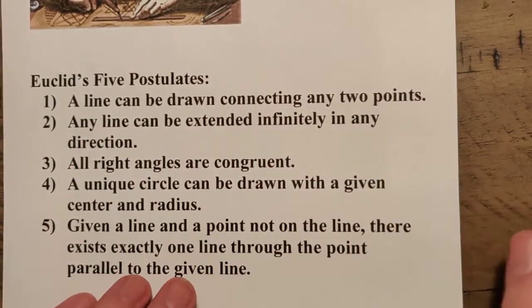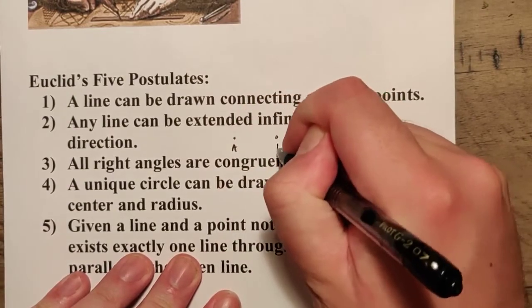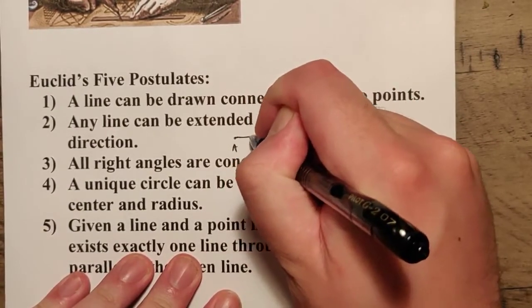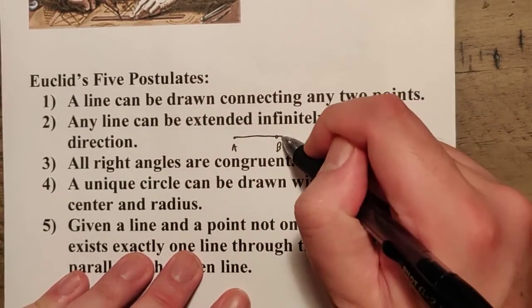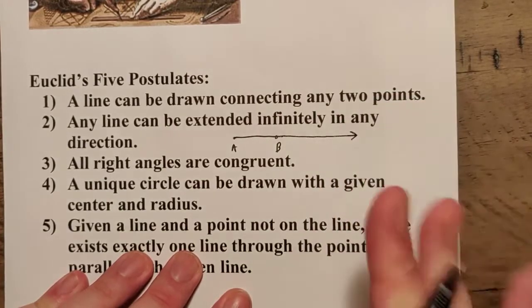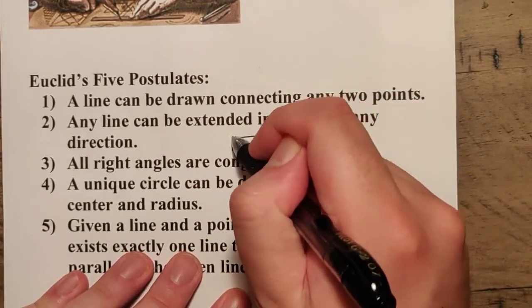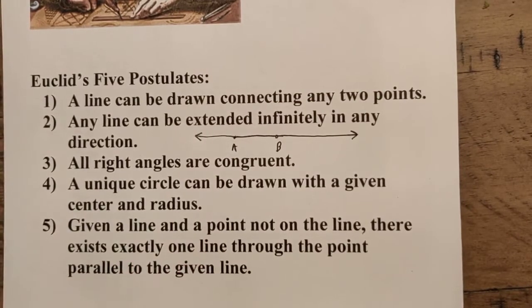The second is that any line can be extended infinitely in any direction. So if I have a line like this here, so here's A and here's B, right? The first postulate guarantees us that I can draw a line segment like this. If I have a line segment AB here, the second postulate guarantees us that I can extend it like this forever in that direction, and I can also extend it in this direction as well. So that's our second postulate here.